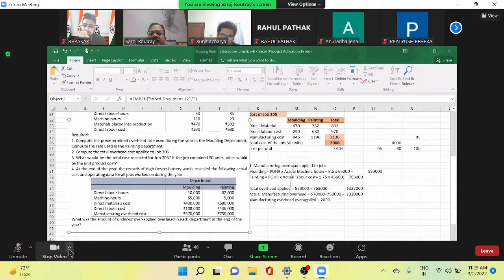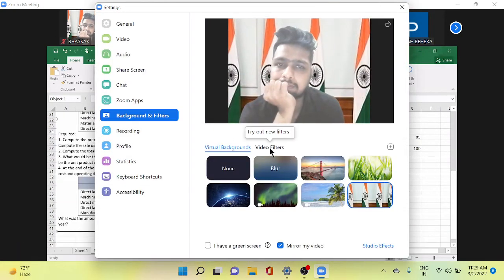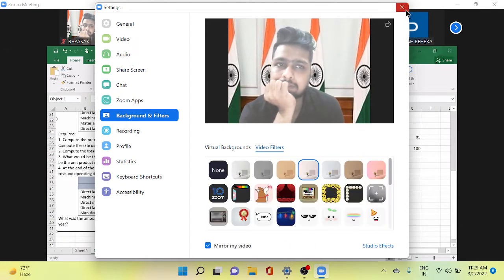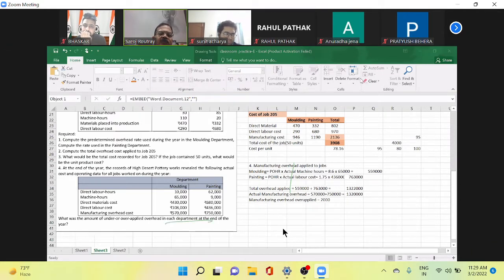Now the next thing asked is, at the end of the year, the records of High Desert Pottery Works reveal this actual information. And you are asked to find out, for each and every department, what is the under application of overhead and over application of overhead, right? So what I have done, I tried to find out the overhead which is applied in both the departments.